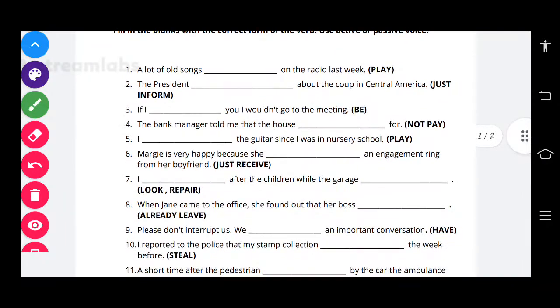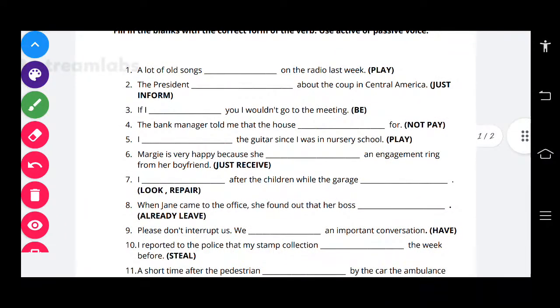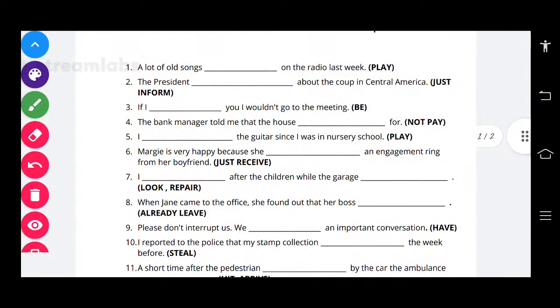Okay, right. Let's see the second example. Now I think you understood, but I'll tell you once again. Try to understand here.